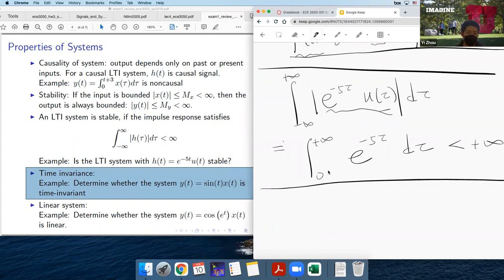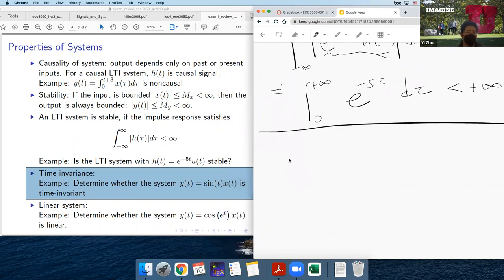So now look at the first example. Let's follow the standard three steps to check the time invariance of this system. I think we have a similar example in the slides.